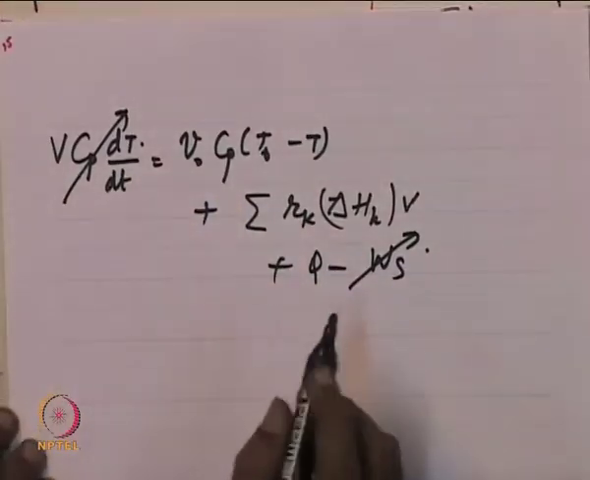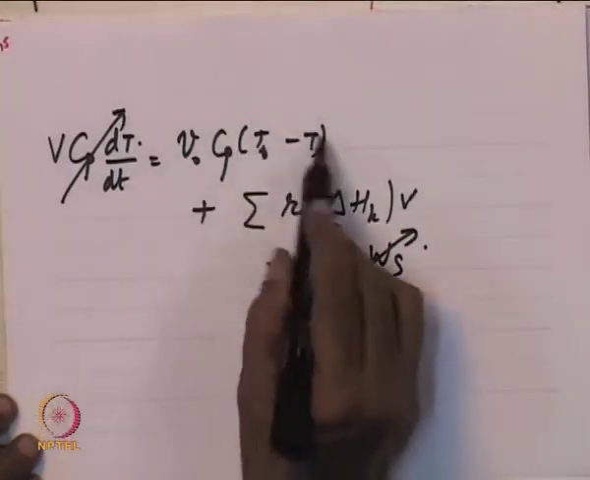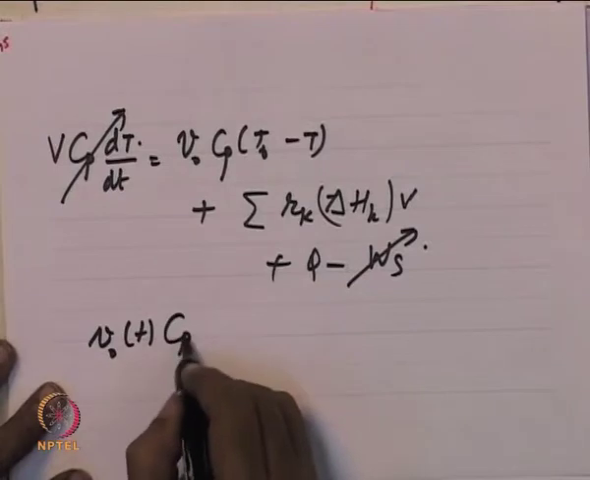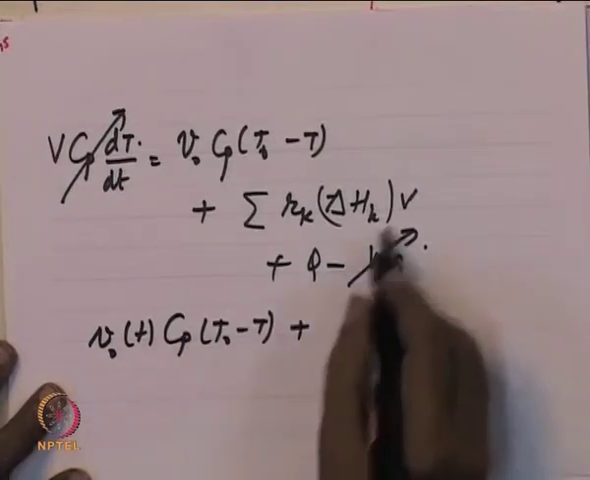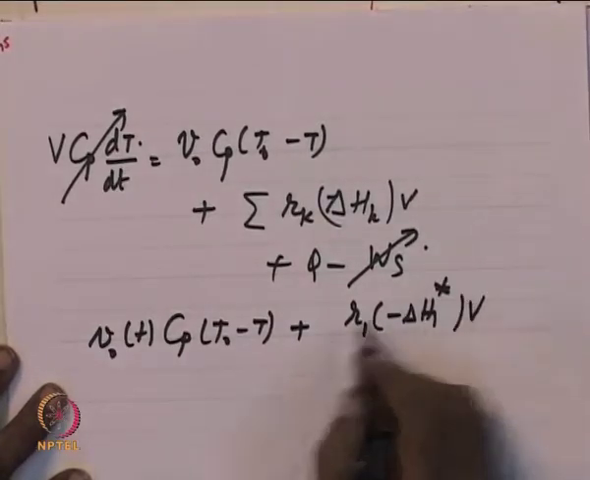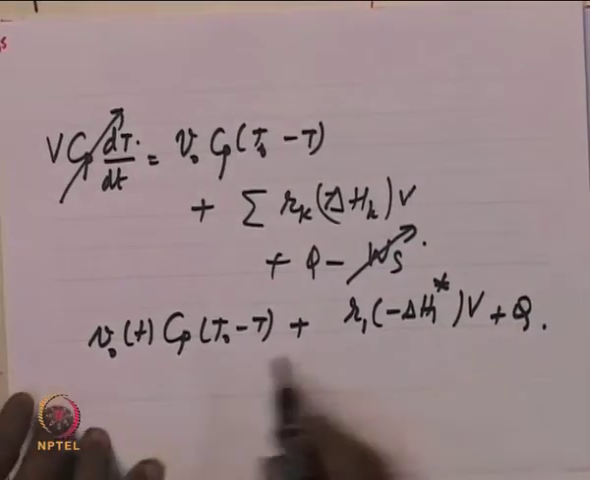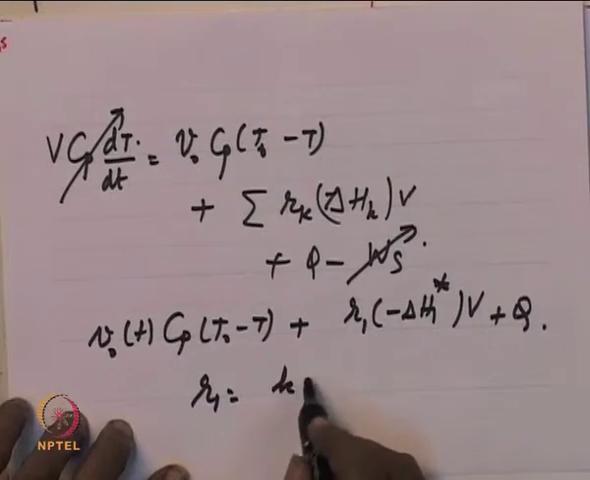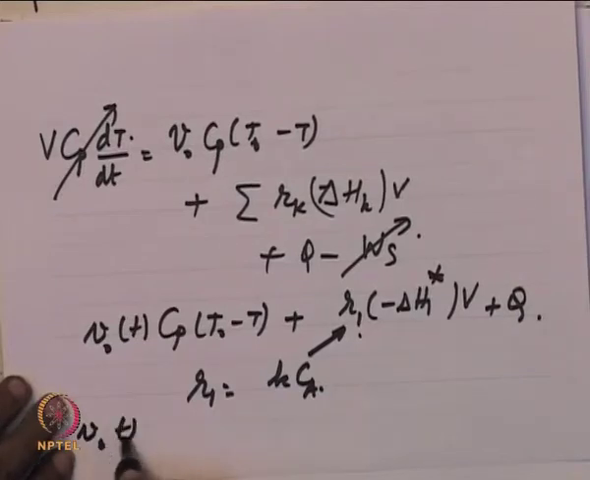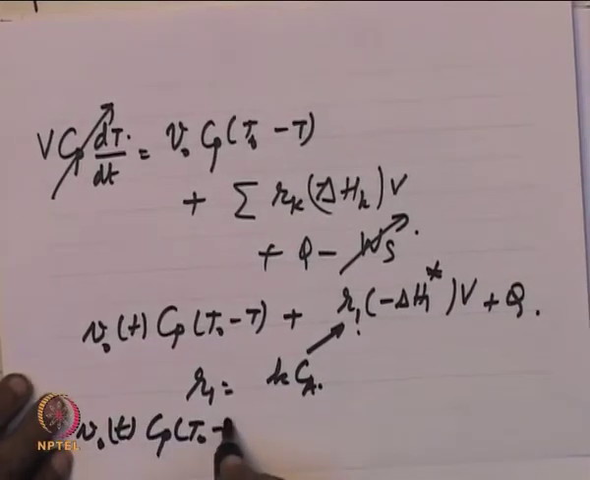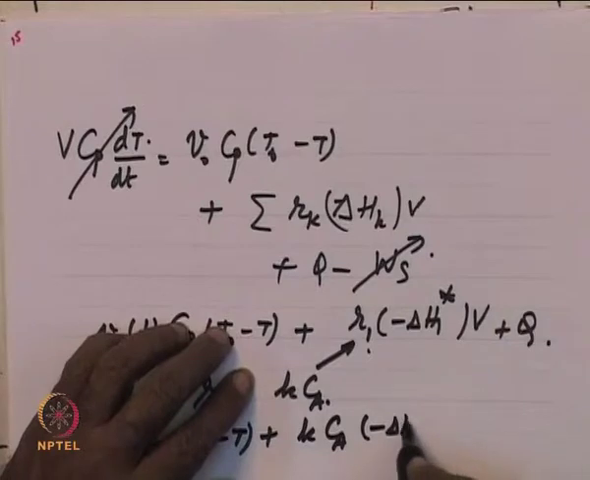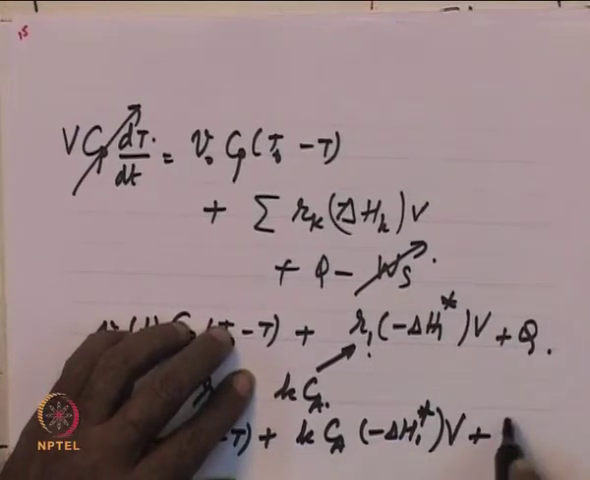So, the left hand side is 0. We should expect that the rate at which we add will be able to take care of the reaction. So, V naught is a function of time, Cp times T naught minus T. There is only one reaction, therefore, I will write R 1 times minus delta H 1 star times V, plus Q. What is R 1 by definition? K times C A. So, if you substitute this here, we get V naught, which is a function of time, Cp times T naught minus T, that is the first term, and this term is K times Ca times minus delta H 1 star multiplied by V plus Q.